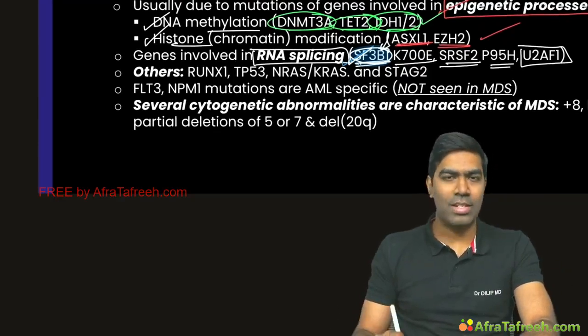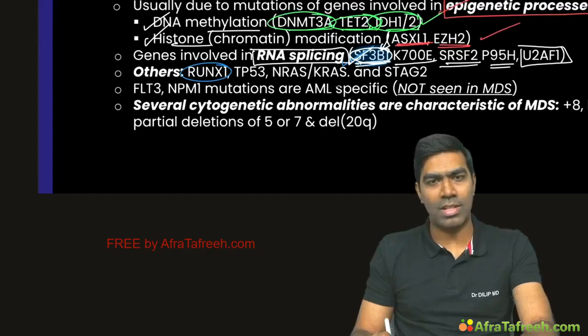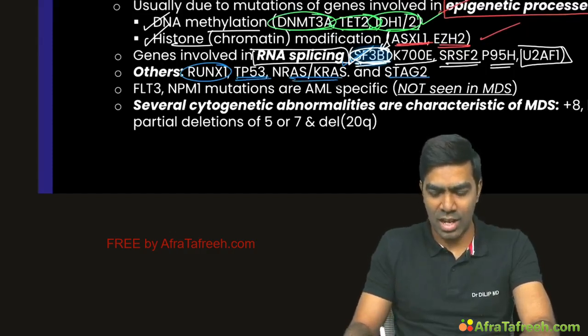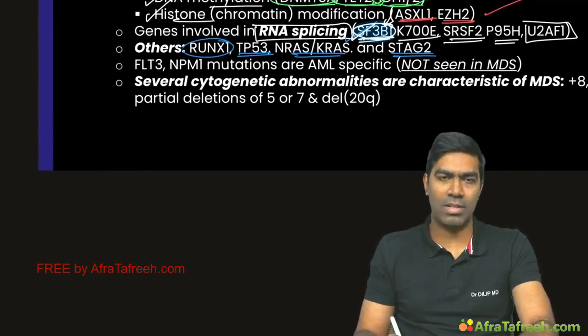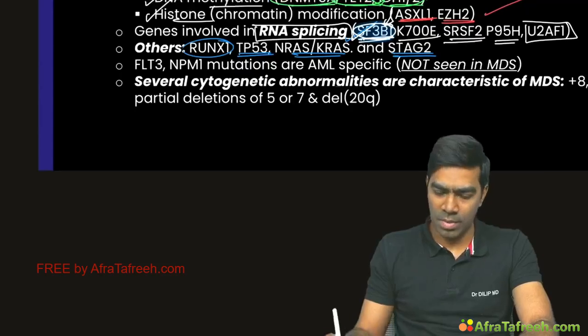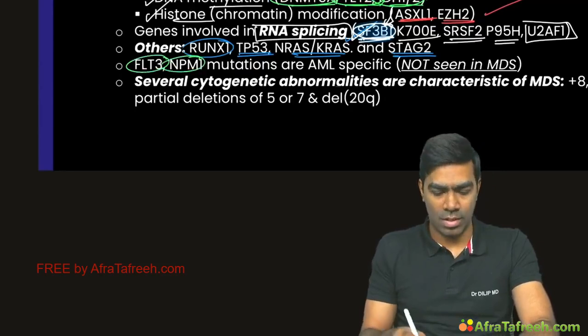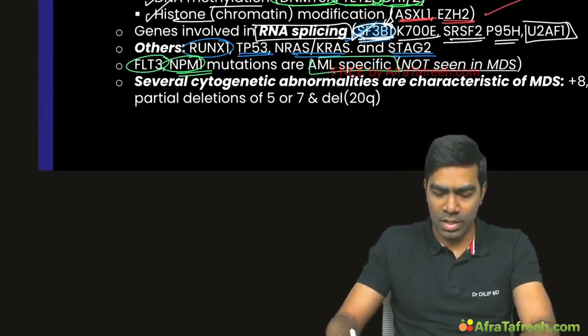So what are the other genes that are involved in the development of MDS? RUNX1 rearrangements, the transcription factor, TP53 mutations, NRAS, KRAS, and STAG2 mutations. These are quite non-specific, not very specific for MDS. Remember, the FLT3 mutations and nucleophosmin NPM1 mutations are basically AML specific. It is not seen in MDS, a very important point to know.